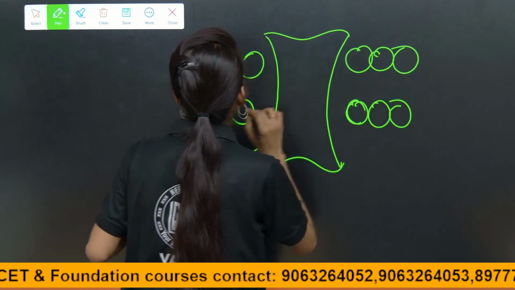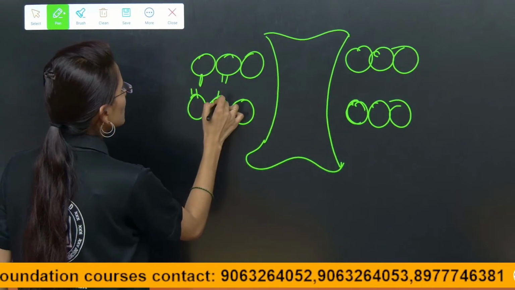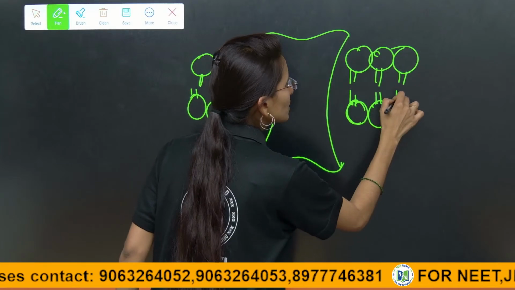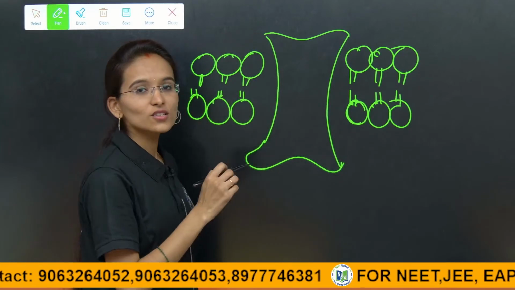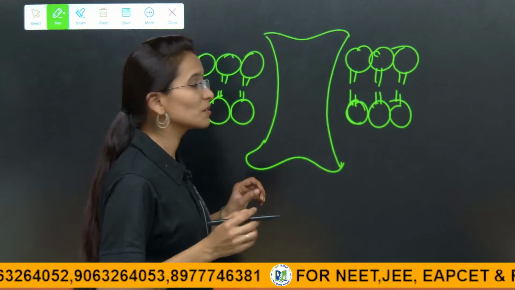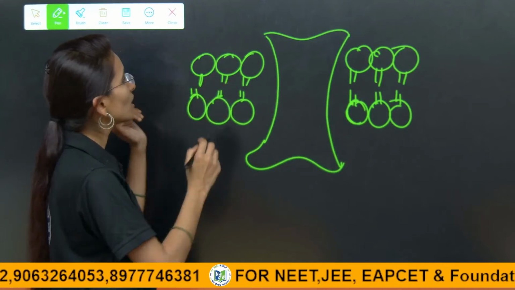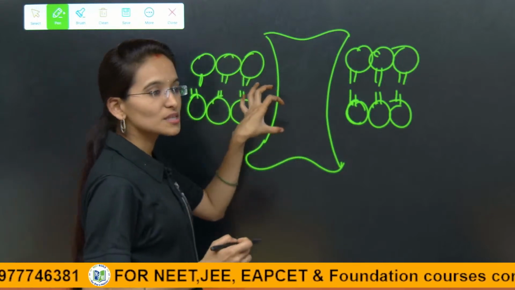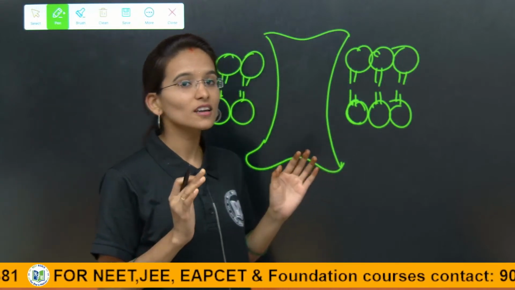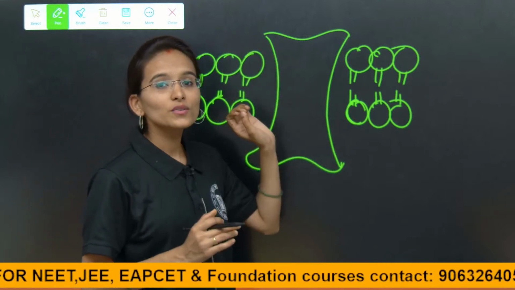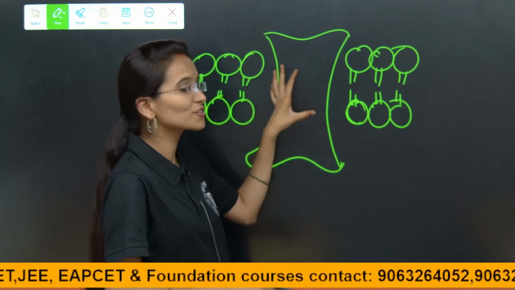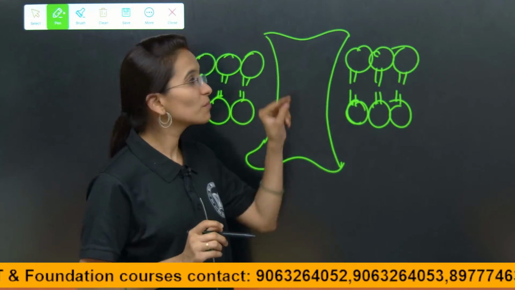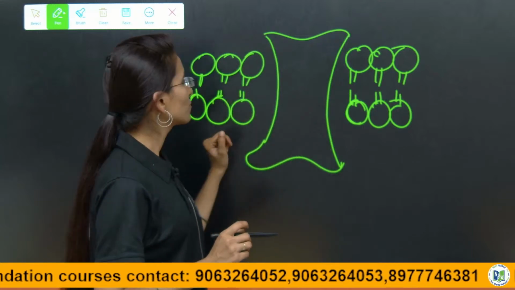Again it is a phospholipid bilayer. See children, I am continuously drawing the structure of the plasma membrane. Based on this only, you have to attend the case study question. Now we are seeing this process in active transport. In active transport we have some special pumps, which are meant to transport those charged ions or molecules from the outer side to the inner side of the cell.